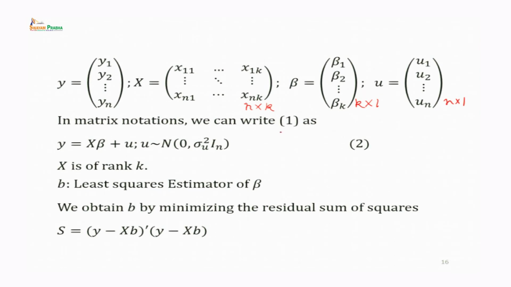Now, in matrix notation, you can write model 1 as y equal to X beta plus u, where u follows normal 0, sigma square u I n. So, if you are using matrix notations, then things become very compact. You have very compactly written the entire set of n equations. Then we assume that the rank of X is k, and remember X is an n cross k matrix. So, this assumption implies that X transpose X is non-singular.